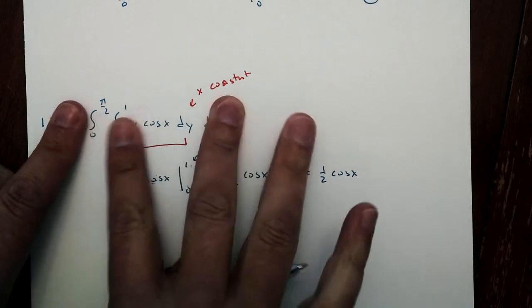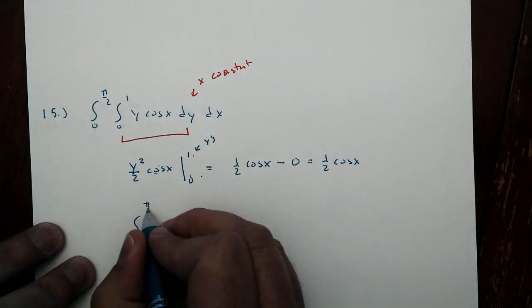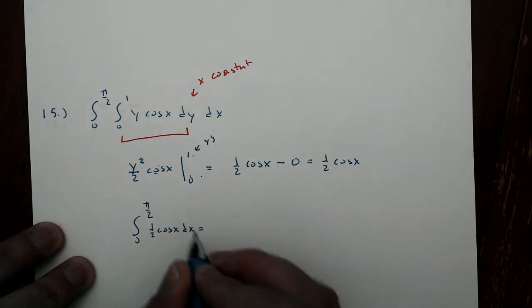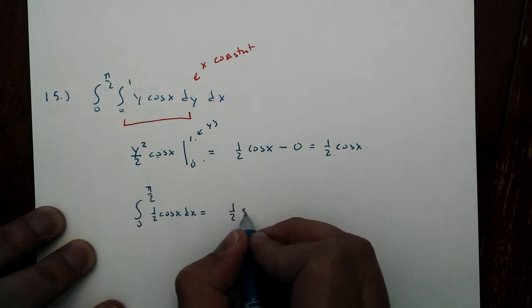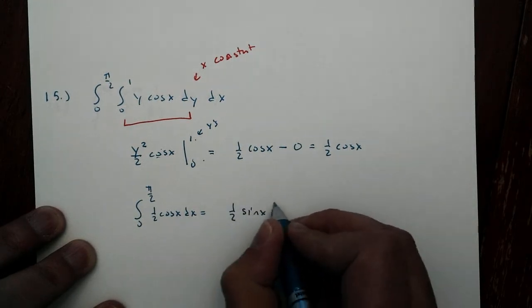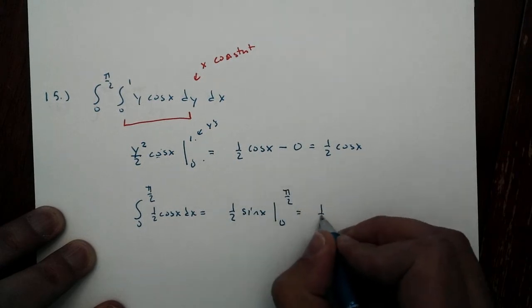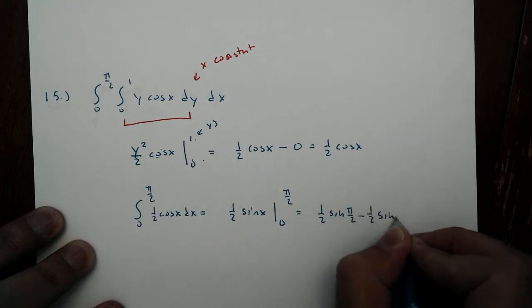Since we did the inside, now we're going to do the outside integral. So we get this 0 to pi over 2, 1/2 cosine of x dx, and you should remember that the antiderivative of cosine is sine. So we're going to get 1/2 sine of x, and we evaluate that from 0 to pi over 2, which becomes 1/2 sine pi over 2 minus 1/2 sine of 0.